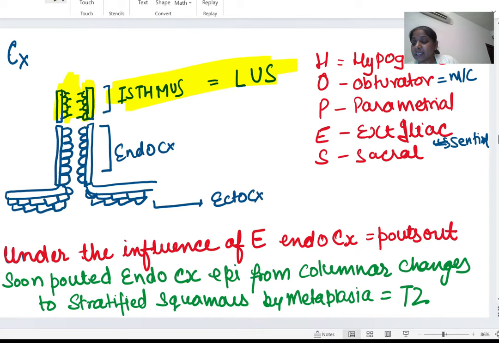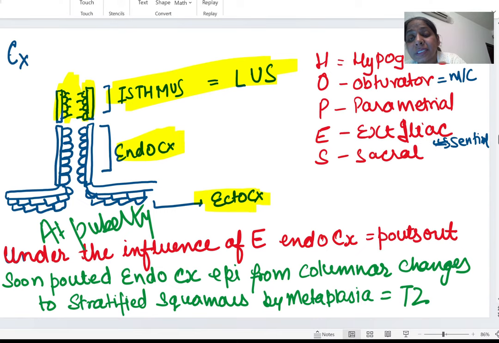Now this part of the cervix is the endocervix, and this is the ectocervix. The endocervix is lined by high columnar epithelium and the ectocervix is lined by stratified squamous. Very good. Now what happens at puberty? The endocervix comes out, like this.